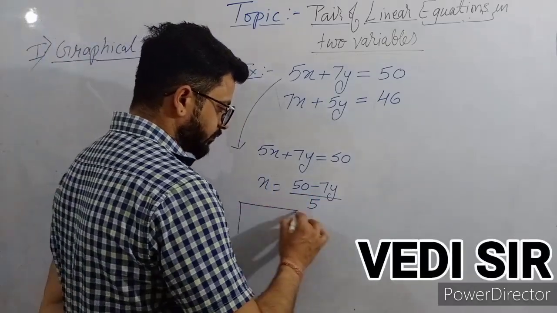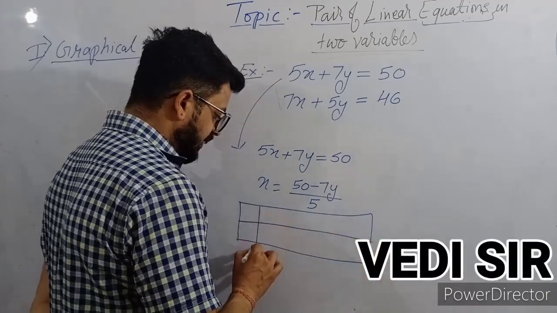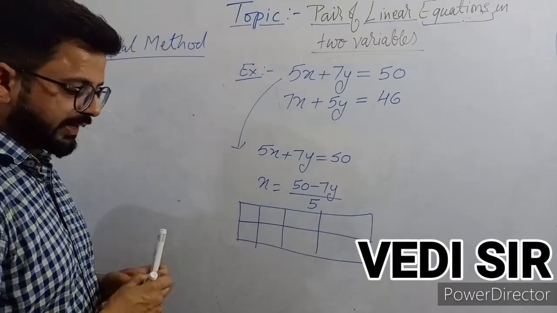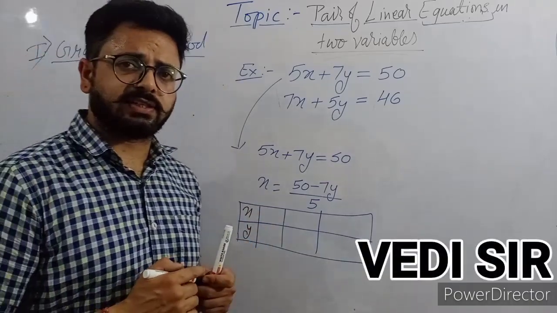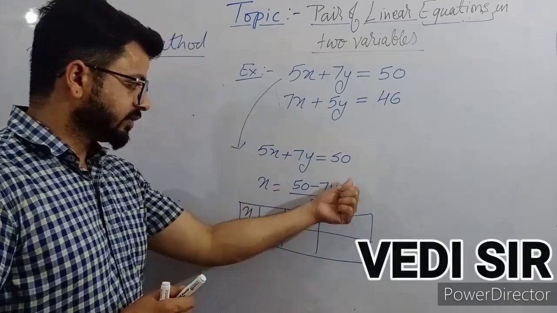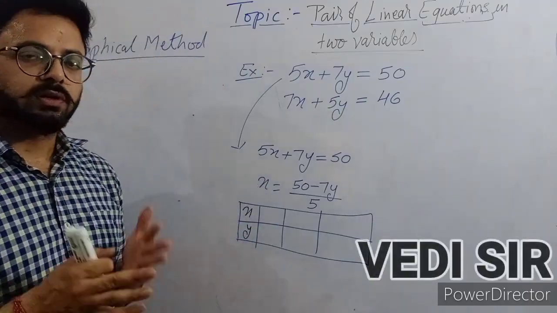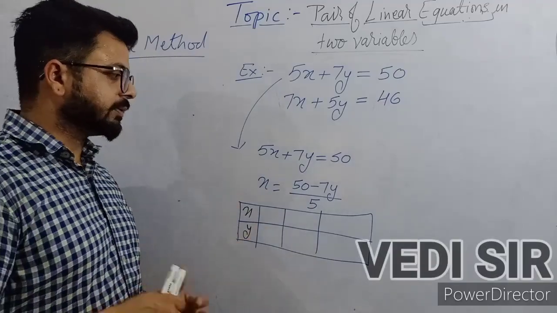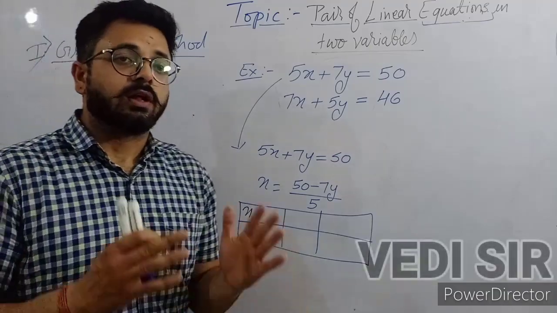Now I need a few coordinates. At least 2 points are required to draw a single line, but we will take 3 points. Why 3? For more consistency we will take 3 points. So what value should we place here to get the x value? Try to take integers and avoid decimal values. So you think about this and tell me. First you fill it by yourself, then afterwards I will fill.